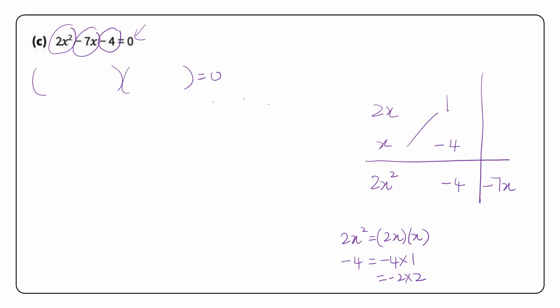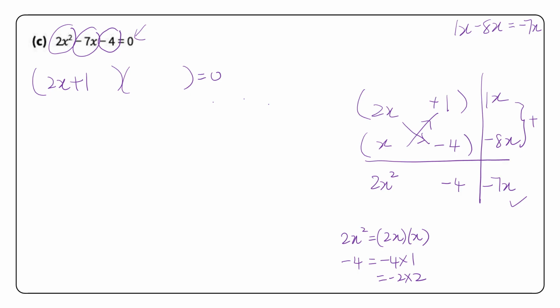Okay, so we cross. That will give us x. Cross this way, negative 8x. You add these 2 terms together. Okay, so x means 1x. So 1x minus 8x will give you negative 7x. Okay, we're very lucky. Correct. So this is one bracket. 1 means plus 1, you learned that earlier on. Then the second bracket is x minus 4. Okay, right, so first bracket equals to 0. That gives you negative half.